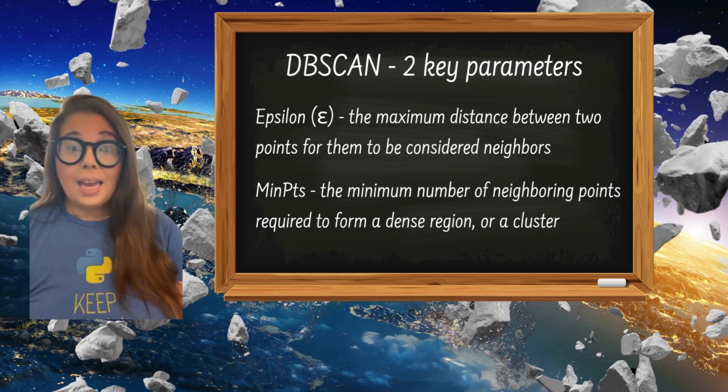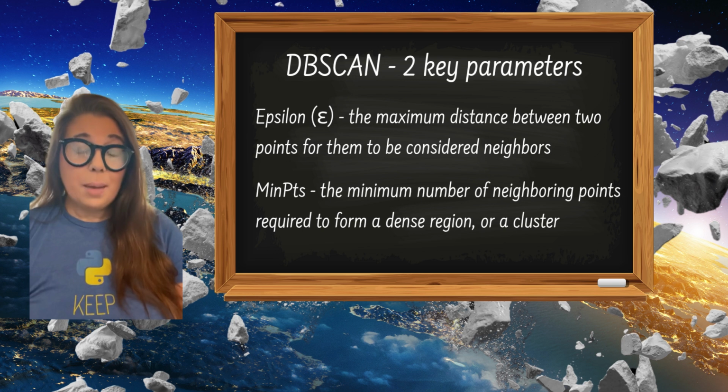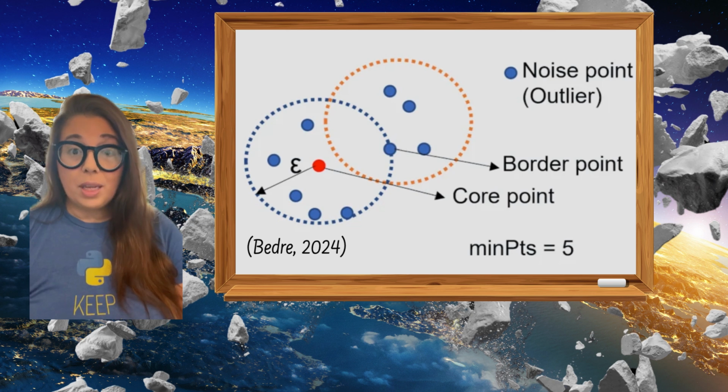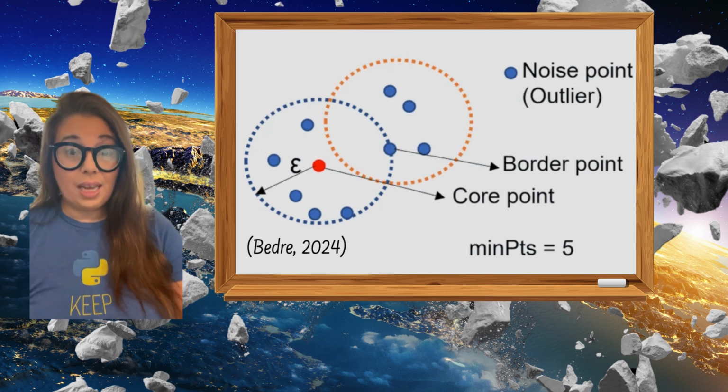cluster. Now, if a point has at least the minimum points number of neighbors within the epsilon distance that you have specified, it becomes part of a cluster. If not, it's marked as noise. That can mean it's possibly an outlier or an anomaly that's worth further investigating.